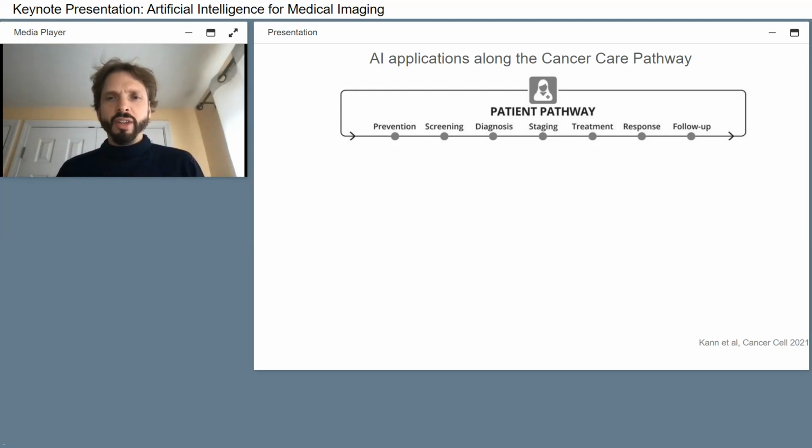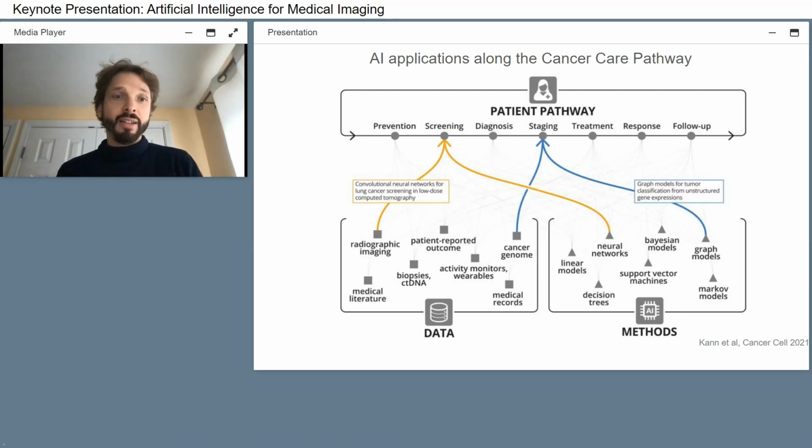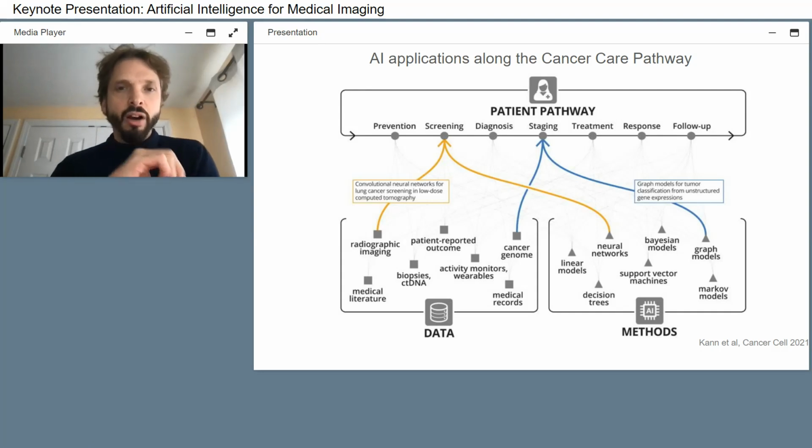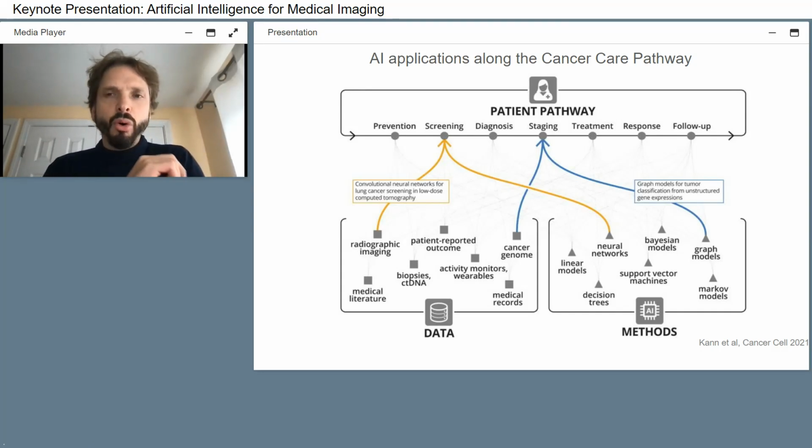And of course, you can think about examples where you have data, you have methods, and you have a clinical problem that then can be addressed. There's only a couple of areas, and often these solutions only touch one or a limited number of these touch points. So think about lung cancer screening. Low-dose CTs are often acquired now, and the lung cancer screening programs are very active now in the US. There, of course, neural networks applied to these CT scans could really help with the identification of lung nodules and make that screening process more efficient and cheaper.